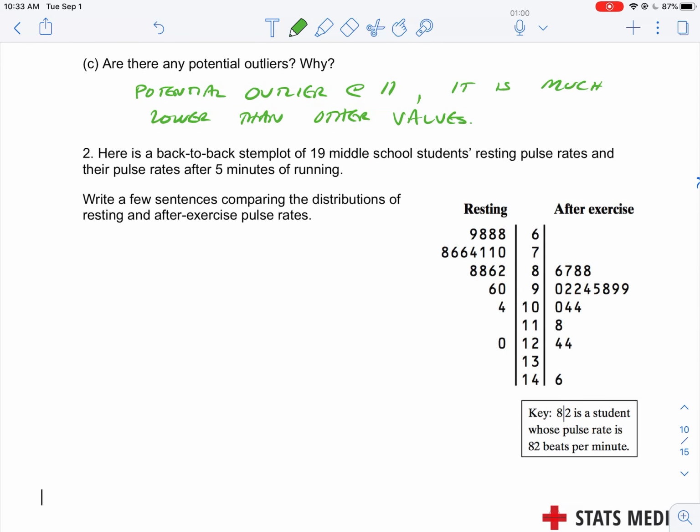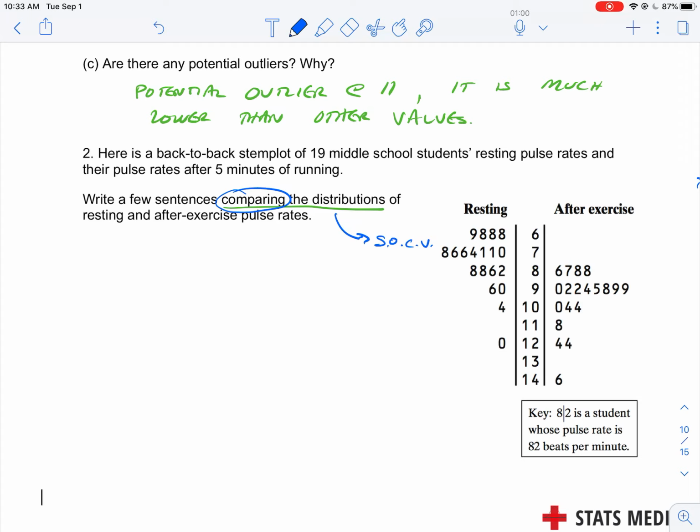Number two, it says that here are two back-to-back stem plots of 19 middle school students' resting pulse rates and their pulse rates after 5 minutes of running. Write a few sentences comparing the distributions of resting and after resting pulse rates. Anytime I'm going to compare distributions, I want to keep in mind that I'm going to use that SOCV mentality, but I'm also comparing, so I need to use comparative language.